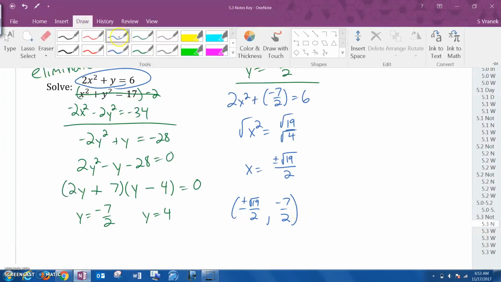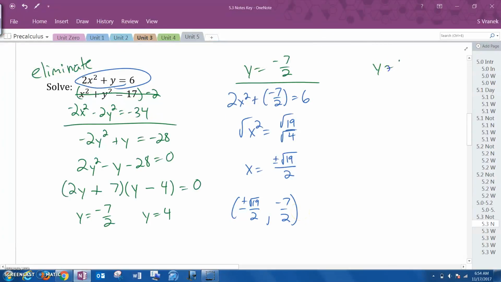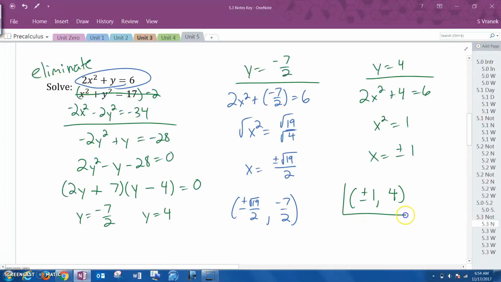We also have to do that for when y is equal to 4. So I get 2x squared plus 4 equals 6. So move the 4 over, it becomes a 2. Divide by 2, you get x squared equals 1, which means x equals plus or minus 1. So the other 2 points are plus or minus 1 and then 4. You cannot forget your plus or minuses because those are solutions.